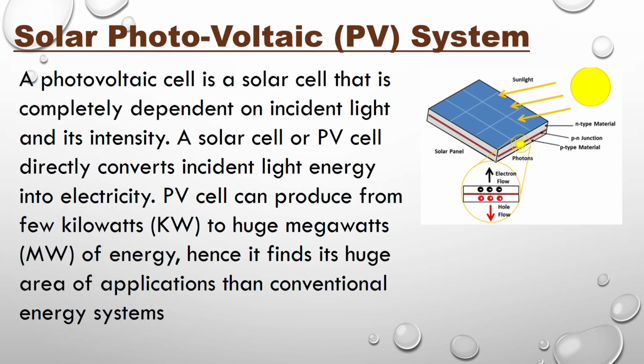So, the solar photovoltaic system is the system which converts solar energy into electrical energy. A photovoltaic cell is a solar cell that is completely dependent on incident light and its intensity. A solar cell or photovoltaic cell, basically a PV cell, directly converts incident light energy into electricity. A PV cell can produce from a few kilowatts to huge megawatts of energy. Hence, it has a huge area of applications compared to conventional energy systems.